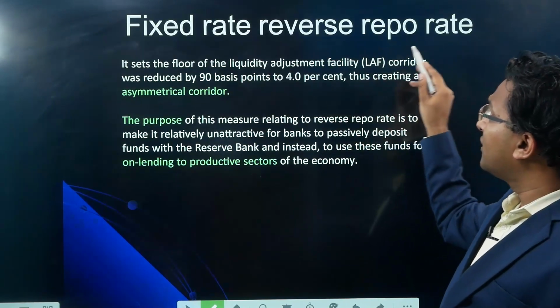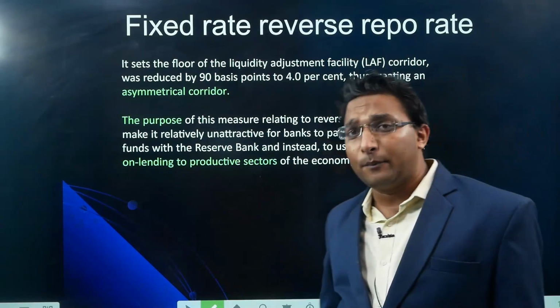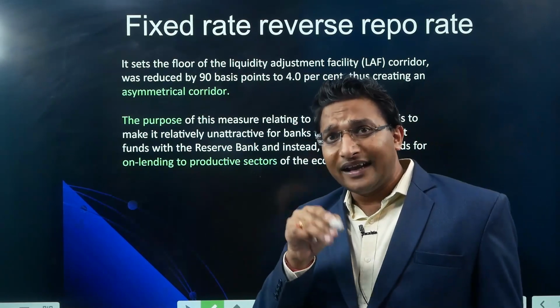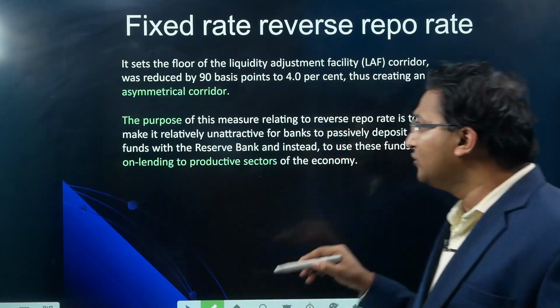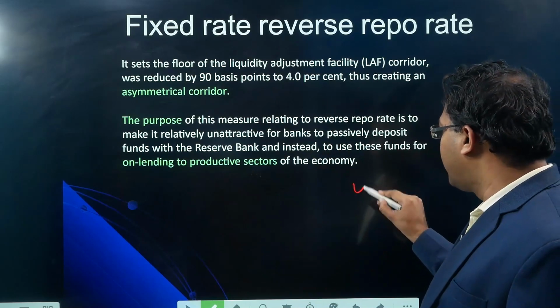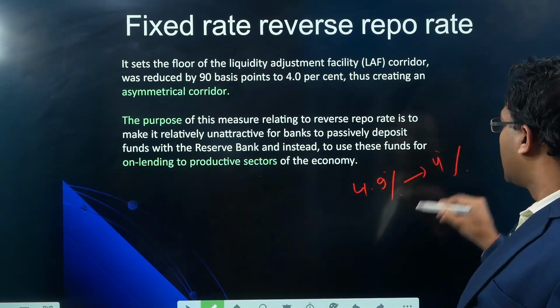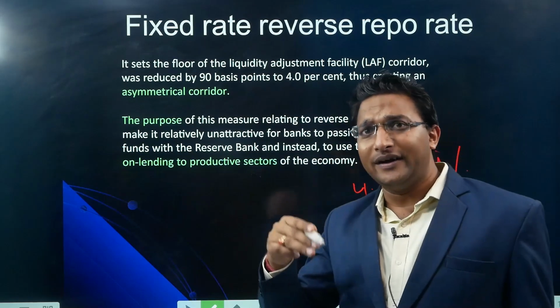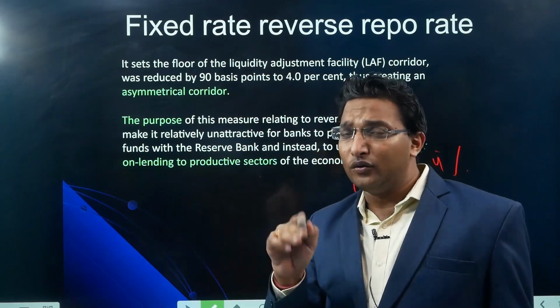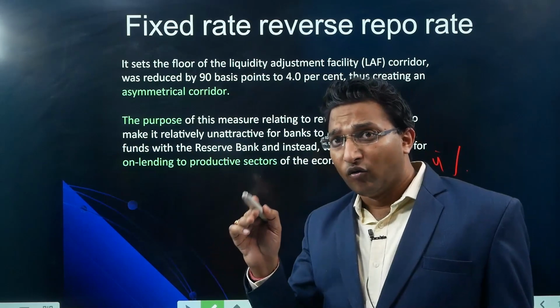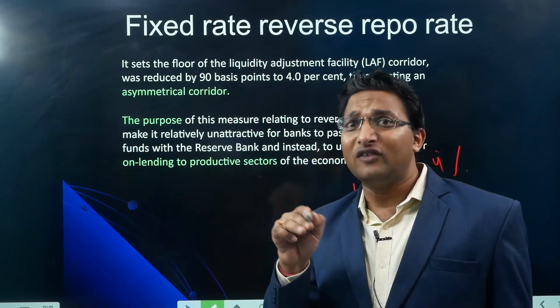Fixed reverse repo rate is completely opposite of the repo rate, in which RBI takes loan from the commercial bank, and now this has been reduced from 4.9% to 4%. So earlier the difference between the reverse repo rate and repo rate was 0.25%. Now this difference has been increased by 0.15%. So now the difference is 0.4%.